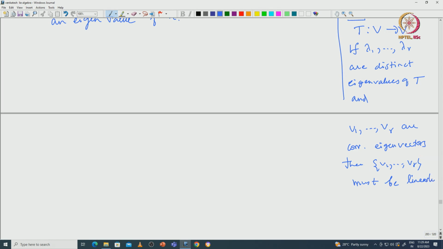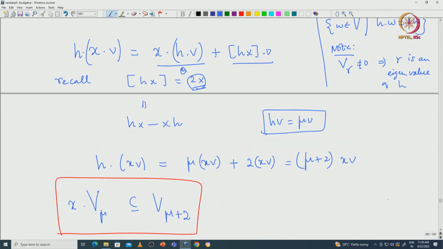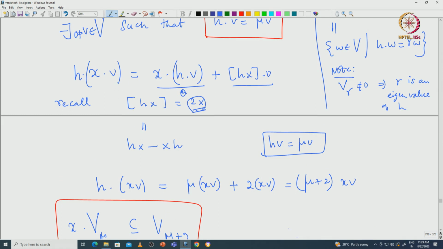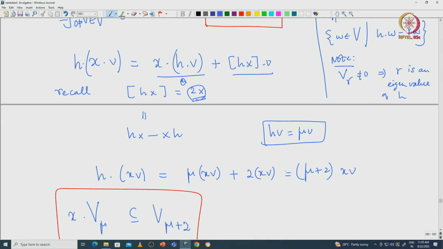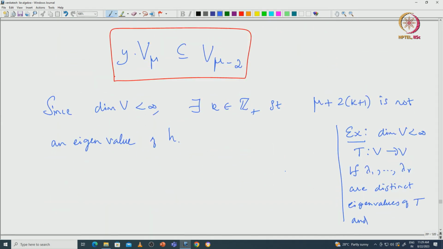Okay. So, now obviously if mu is an eigenvalue for H, then mu plus 2, mu plus 4 and so on, they are all distinct eigenvalues if they are eigenvalues. That is why you get some k in G plus such that mu plus 2k plus 1 is not an eigenvalue of H, but you can choose k minimal such that mu plus 2k is actually an eigenvalue.